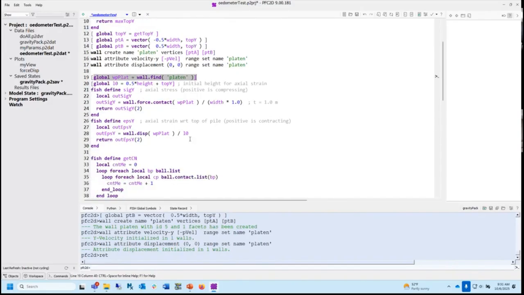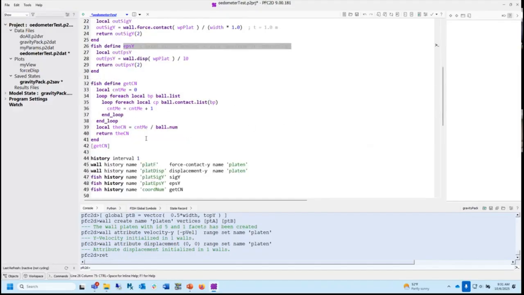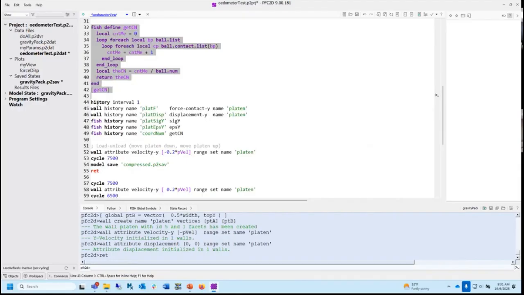And then we define functions to compute axial stress and compute axial strain by looking at the wall forces and the wall displacement. Remember, we wrote this cool thing, get the coordination number, average number of contacts per grain. We set up histories: platen force, platen displacement, sigma y, epsilon y, stress strain, coordination number. So those are going to get monitored.